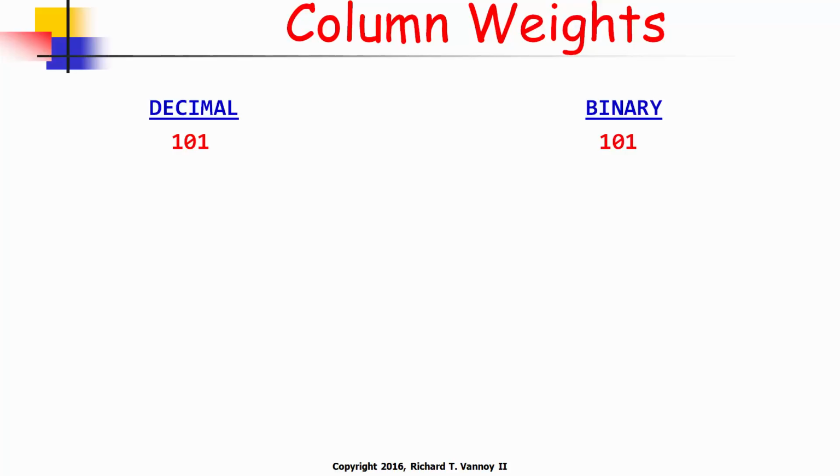Binary counting over on the right isn't anything like that. We don't use column weights of 10. We use column weights of 2. So our column weights go 1, 2, 4, 8, 16, 32 instead of 1, 10, 100, 1,000, 10,000, and so on. So you need to get used to that column weight system and realize that the binary number 101 is a different quantity than the decimal 101.